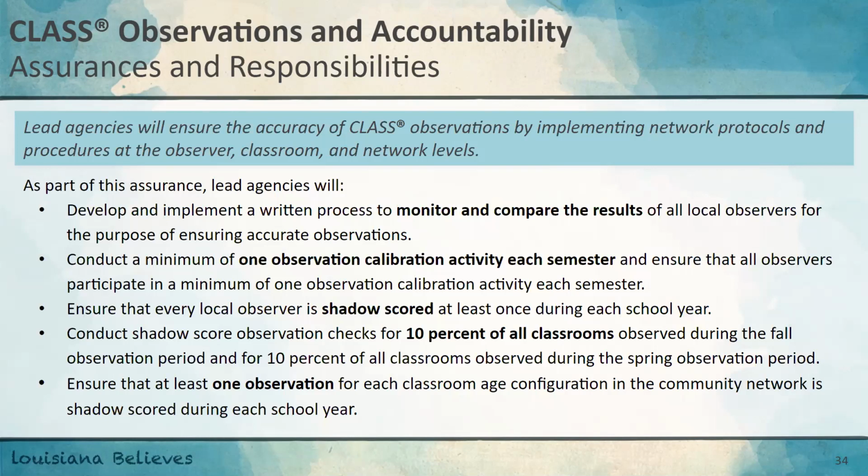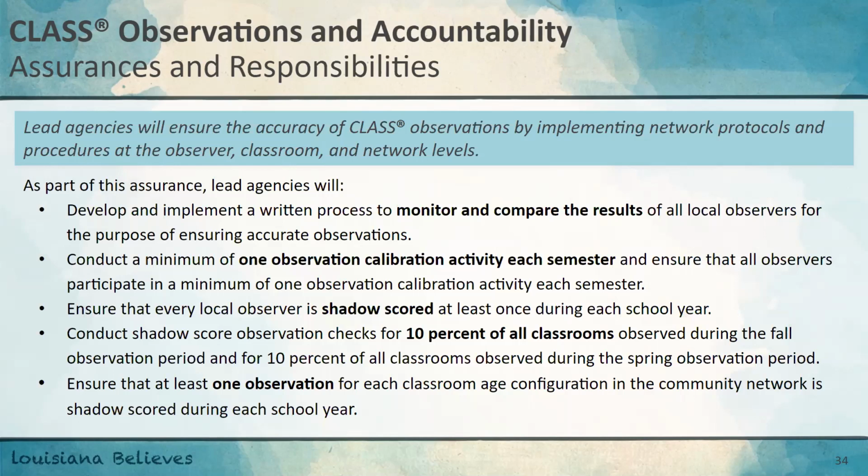To support the reliability of observers, you are required to conduct a minimum of 1 calibration activity each semester. So that looks like you giving your observers an opportunity to view a video of a classroom using the class tool and then calibrate on the scores. And this is really critical just to make sure that their reliability is kept active and that they're getting feedback on what is a reliable way of coding on the class tools.